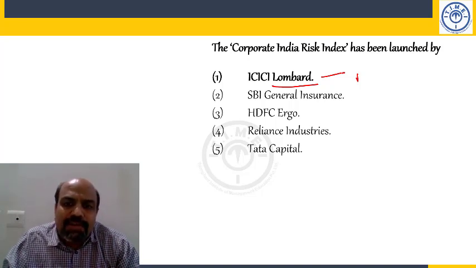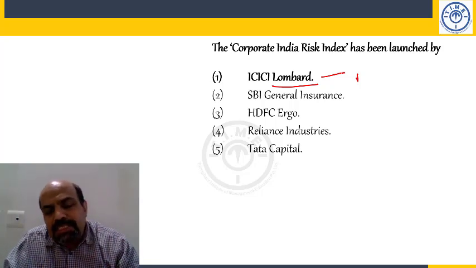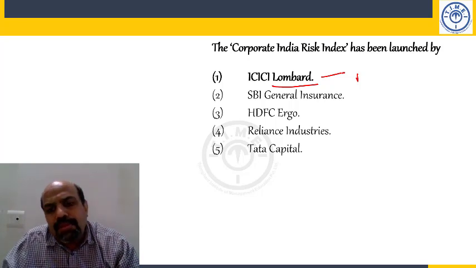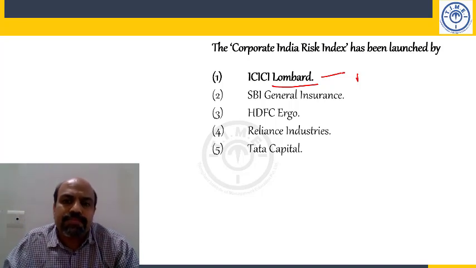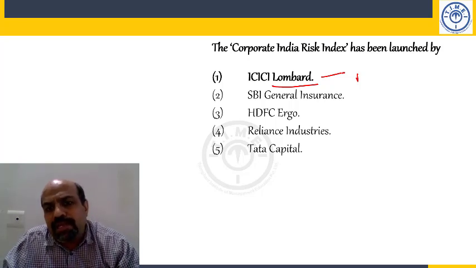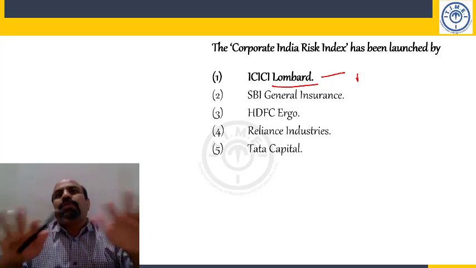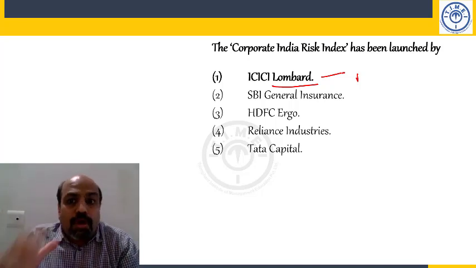will help companies understand the level of risk that their business is facing and help in developing a risk aversion plan. Risk aversion means decreasing the risk. So it will help companies understand, look, these are the risks your business faces, and then come up with a plan that, look, this is how you can reduce the risk. That's the idea. Corporate India Risk Index.